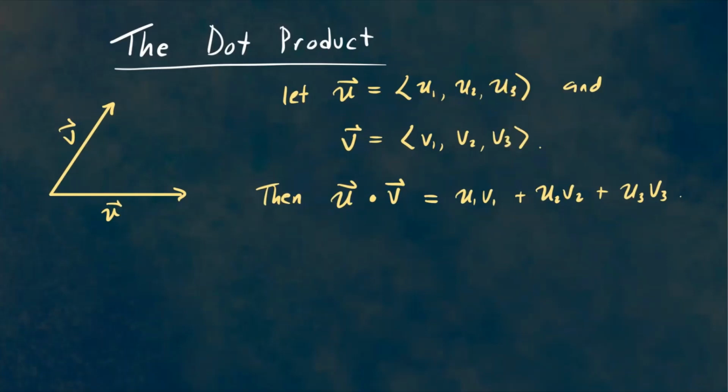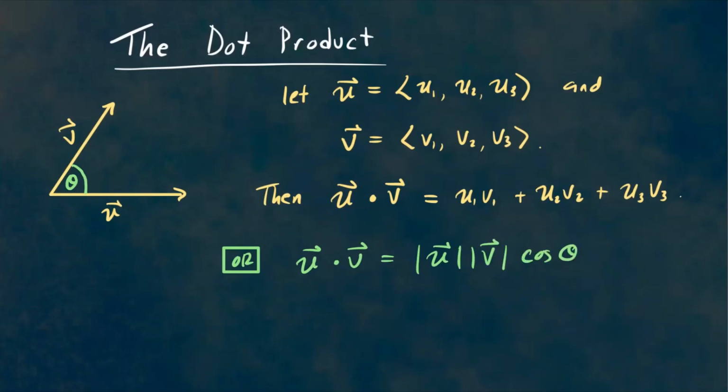There's another way you can define this. For example, if you know the angle between these two vectors, then our dot product can be rewritten as the following. U dot V is equal to the magnitude of vector U times the magnitude of vector V times cosine theta. This is also a very nice way of redefining the dot product, because this will enable you to find the angle theta between the two vectors U and V.